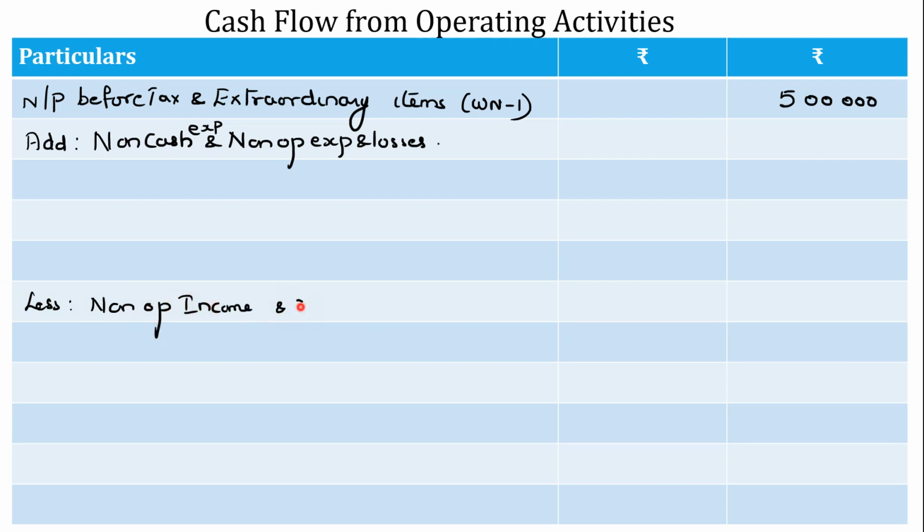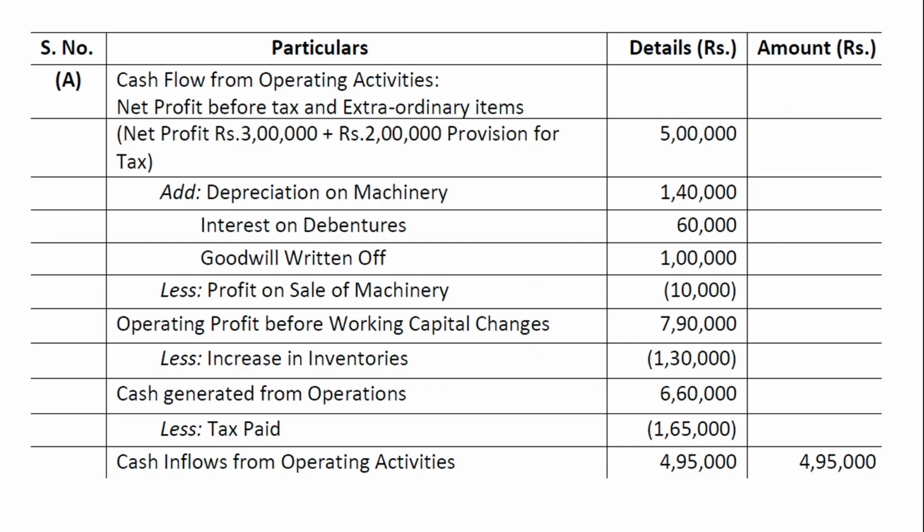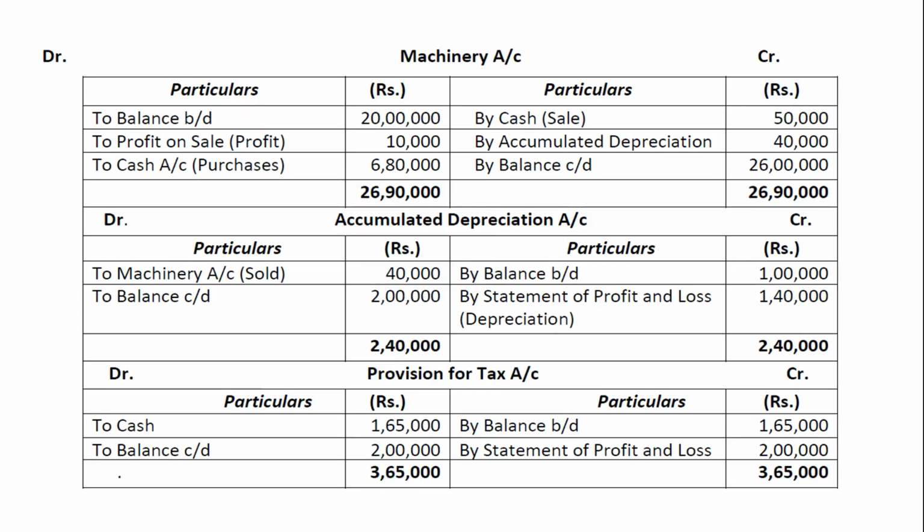Now if you have viewed the previous videos, you would know in investing activity we had prepared the machinery account. So I'll just show you the machinery account which we had prepared. It was like this. So here you find machinery account, opening balance, closing balance. This amount that we have is the gain on sale. So this is the non-operating gain. This is not operating gain. This is the amount which you'll be subtracting.